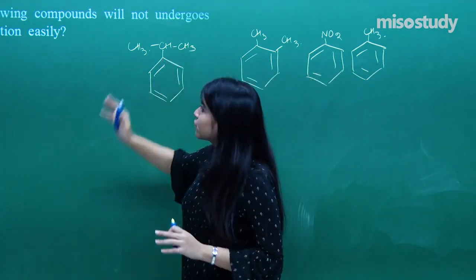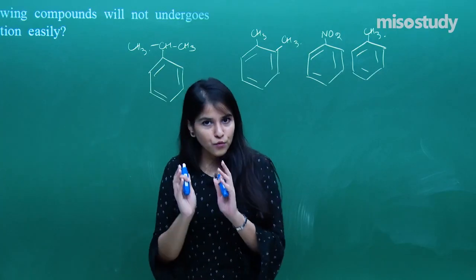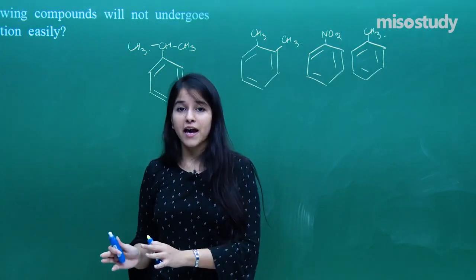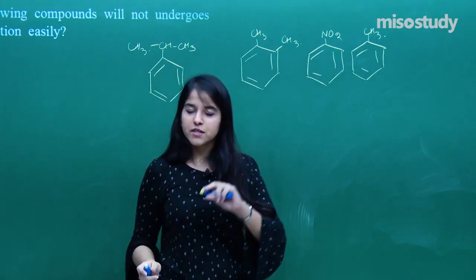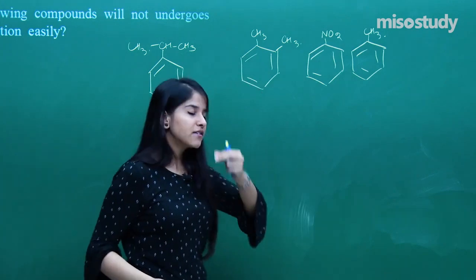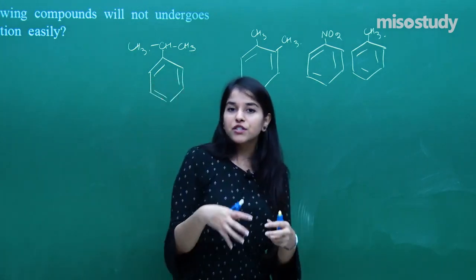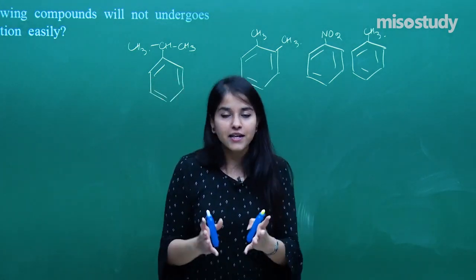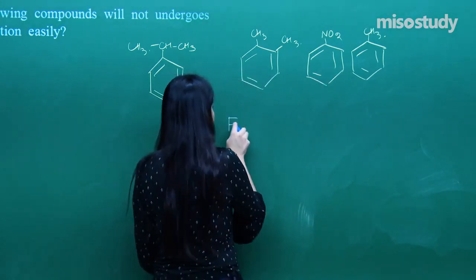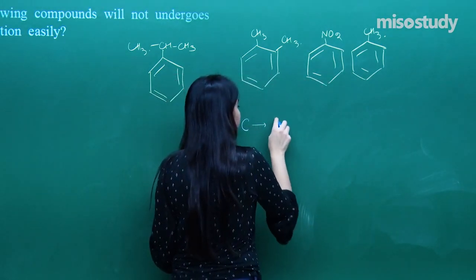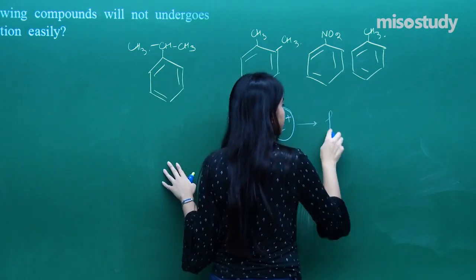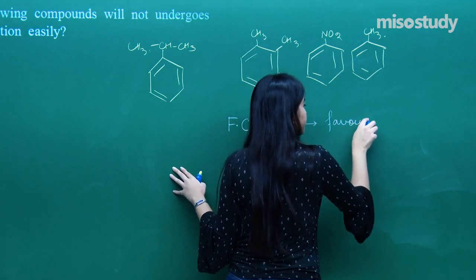You need to find which will not undergo Friedel-Crafts. So what is the basis of Friedel-Crafts? That is an electrophilic substitution reaction. I hope you have recalled the concept. You need an electrophile, E+, to attack the benzene ring. So the structure having the highest electron density will be most favorable. Friedel-Crafts is always favored when the ring has more electron density for the electrophile to attack.